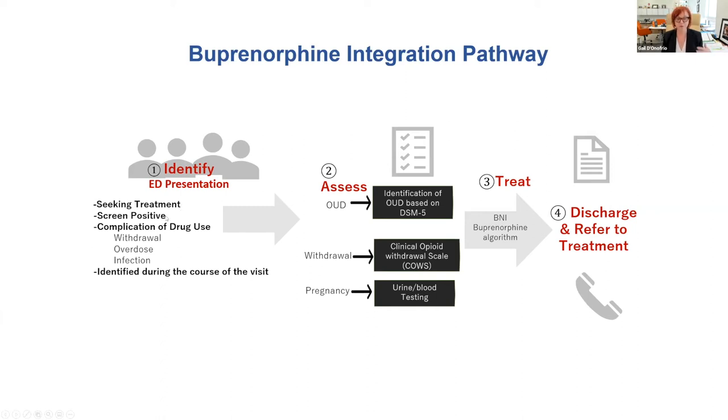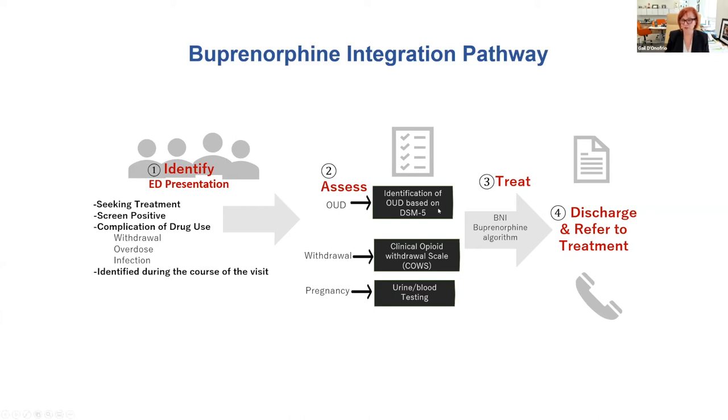They will either screen positive, or they have a complication that's easily, readily seen. They're in withdrawal, they've overdosed, they have an infection, a soft tissue infection, et cetera. Or you're talking to the patient just as part of the visit, and this has happened to me. I saw a middle-aged woman who had fainted after church and syncopized, and no one would have assessed that she was actually withdrawing. And then once we do that, we'll go through these.